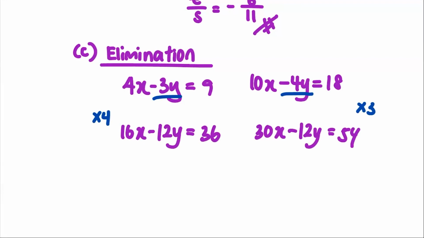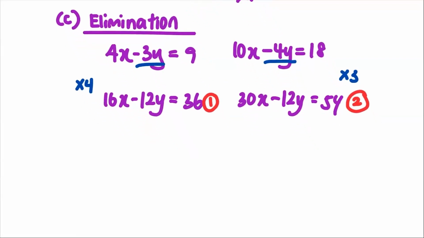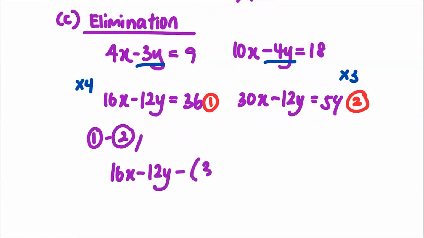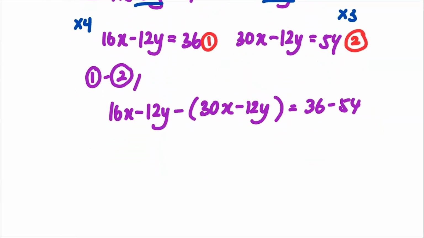And now we are ready to manipulate these equations. Let's call this equation 1, and this equation 2. How do we get rid of the same negative 12y? We need to subtract the two equations. So we take equation 1 minus equation 2. I'll write it slowly for you. 16x minus 12y minus 30x minus 12y equals 36 minus 54. And we can simplify this into negative 14x equals negative 18, so x equals 1 2/7.